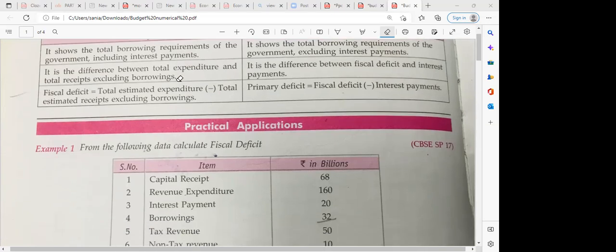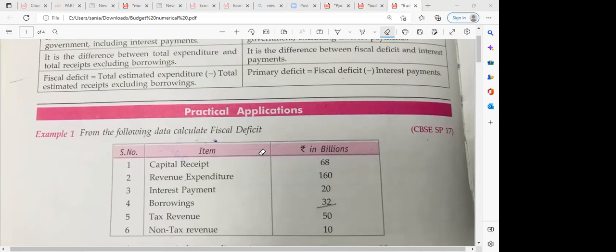Okay, so this is the question. Question number 1. You have to find out the fiscal deficit. Everyone quickly just note down the question. We will only do 3 questions. So write down this. Be very quick.